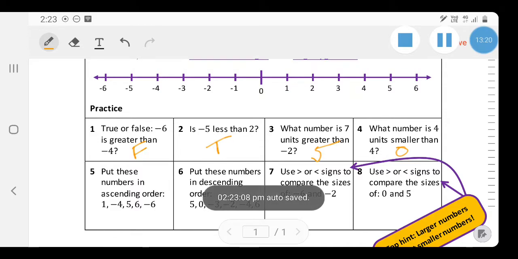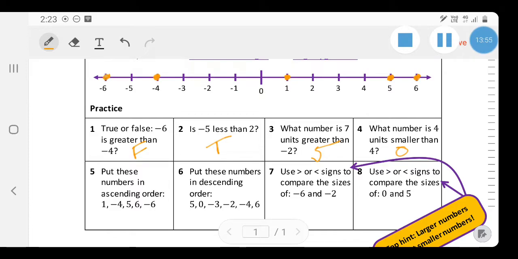All right, question 5. Put these numbers in ascending order. That's just a fancy way of saying from smallest to biggest. So 1, -4, 5, 6, -6. I'm going to do a dot at each one of those locations. And then I'm just going to see what order the dots are in. So that's 1, -4, 5, 6, and -6. Now I have to put those in ascending order.